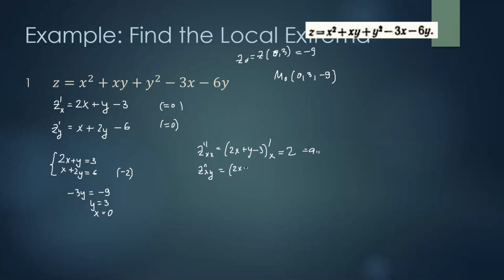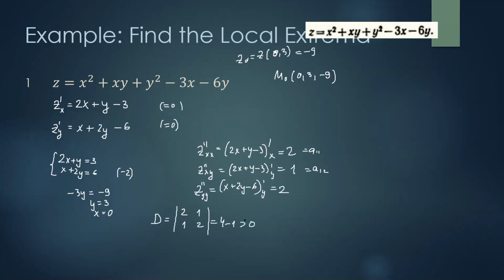Let's differentiate the same thing by y. It's 1. All right, so this is a12. And the second order partial derivative both times by y is x plus 2y minus 6. Take the y derivative, differentiate by y, it's 2. So our determinant is 2, 1, 1, 2. This is 4 minus 1, greater than 0.